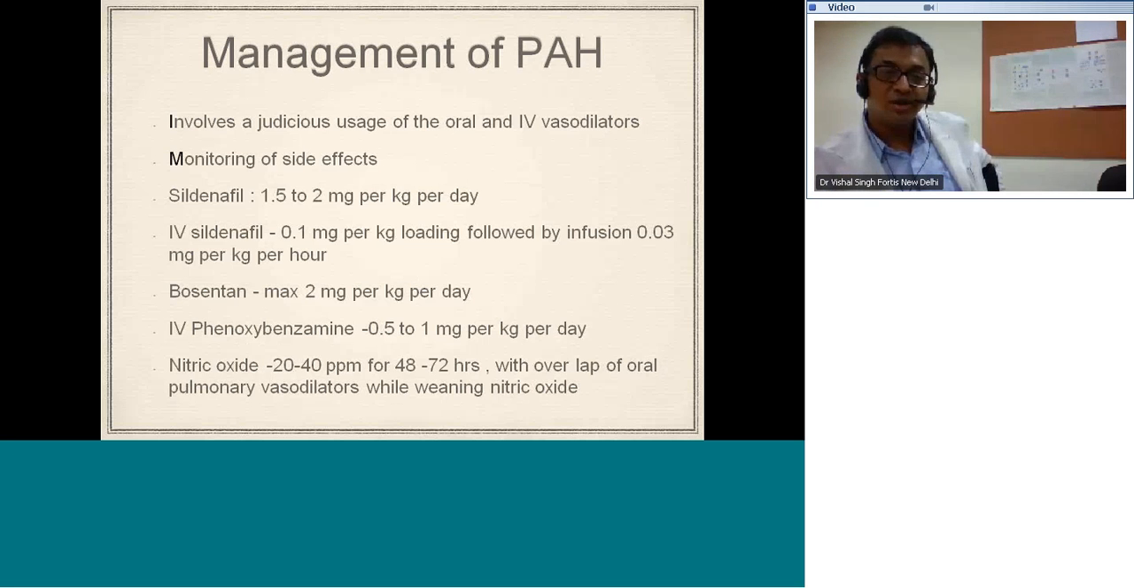Management of PH, again coming to that: sildenafil 1.5 to 2, IV sildenafil only if the oral vasodilators are not working, IV phenoxybenzamine 0.5 to 1 milligram per kg per day. Again, it's an IV vasodilator which can be given if your oral vasodilators are not making much of a change. Sometimes these patients can be very resistant. In those situations, if you have a facility to use nitric oxide, use it at 20 to 40 ppm for 48 to 72 hours, with the overlap of oral and IV vasodilators while weaning nitric oxide later.